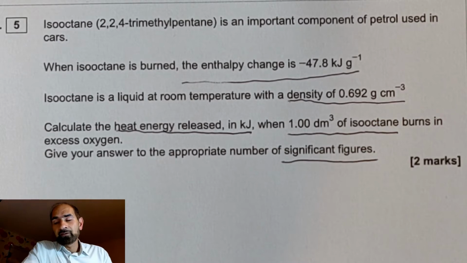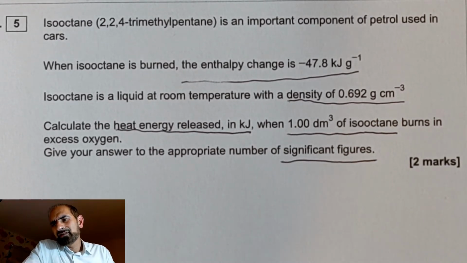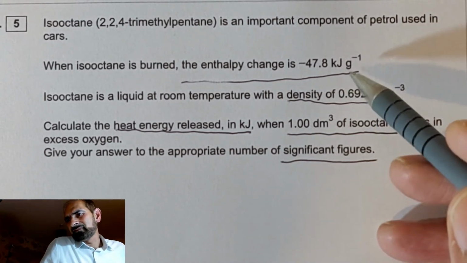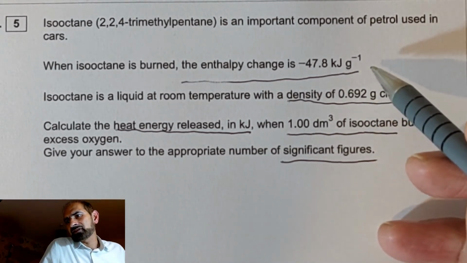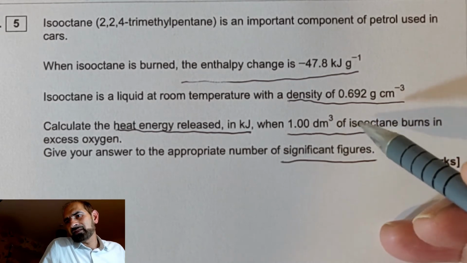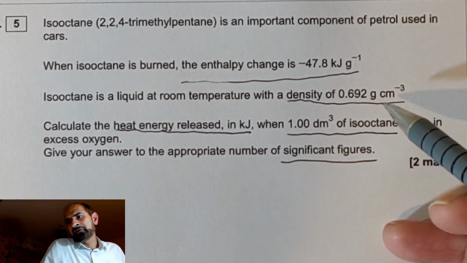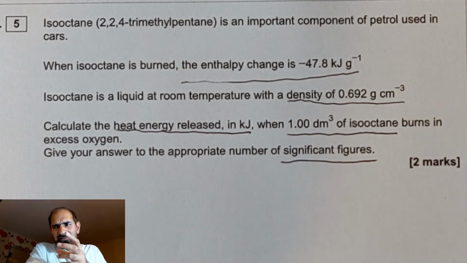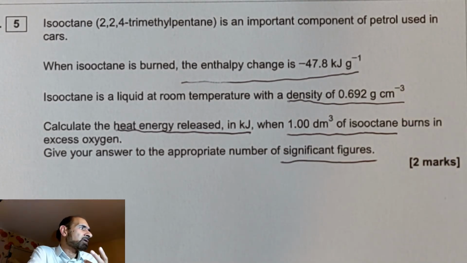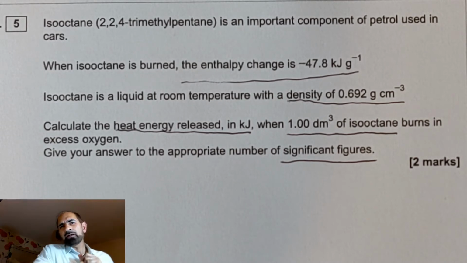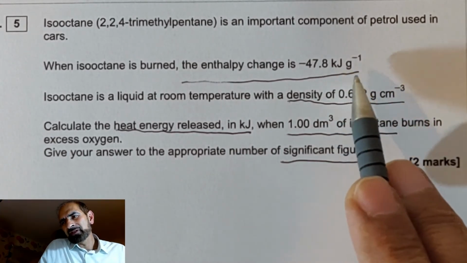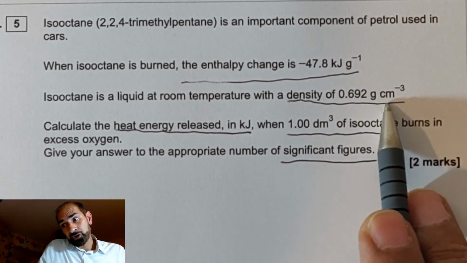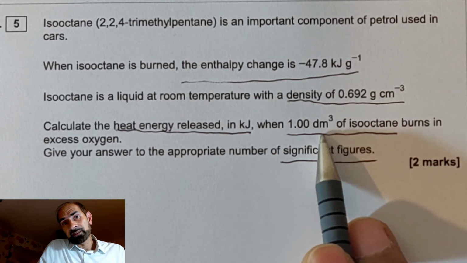So it can't be that difficult. They just seem to have given me details about iso-octane, and then they just said calculate heat energy. So the question is, why have they given you density? Why have they given you enthalpy change? When I look at a question like that, the first thing I do is look at the units, because units sometimes give me clues. So that's kilojoules per gram, grams per centimeter cubed, and decimeters cubed.